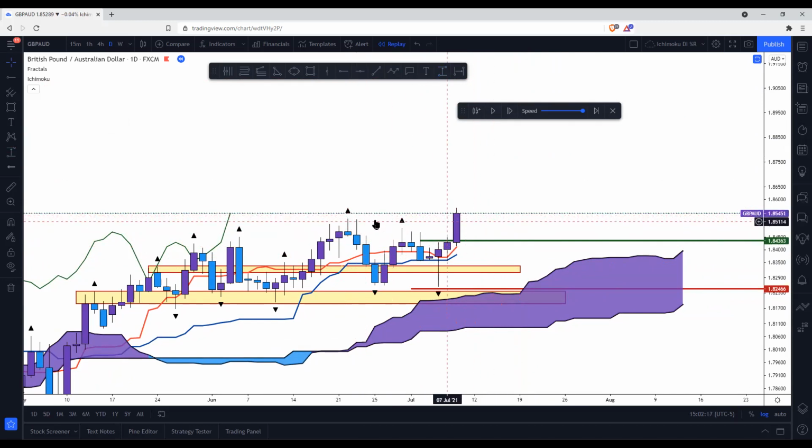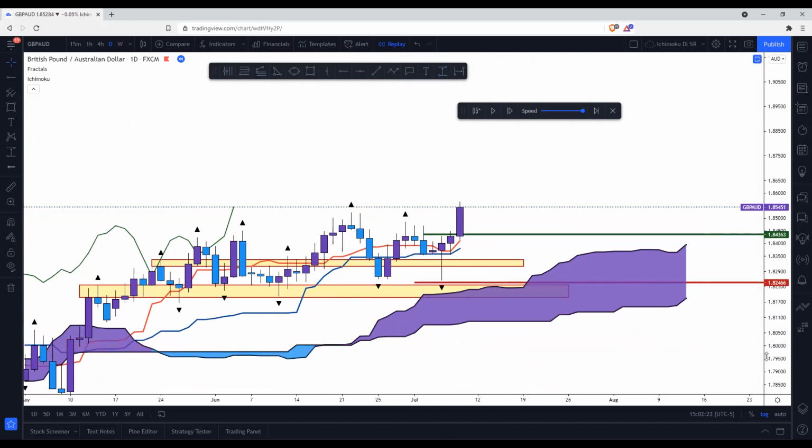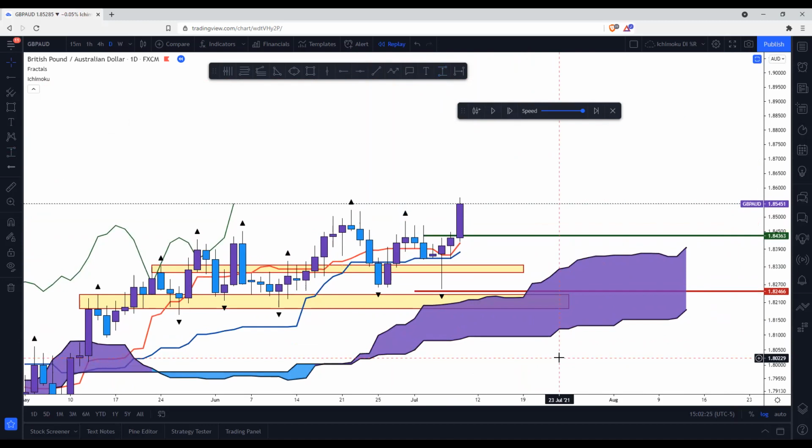Now the question is, can you go higher than this? Question to my students: would you hold this trade or would you close your positions?